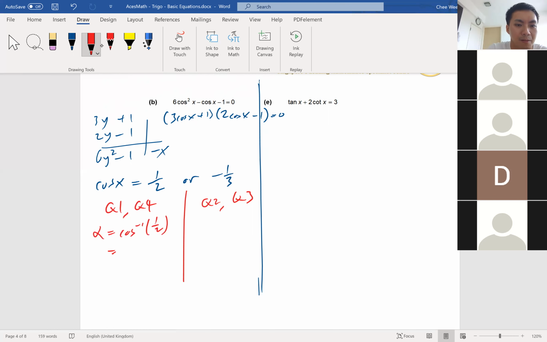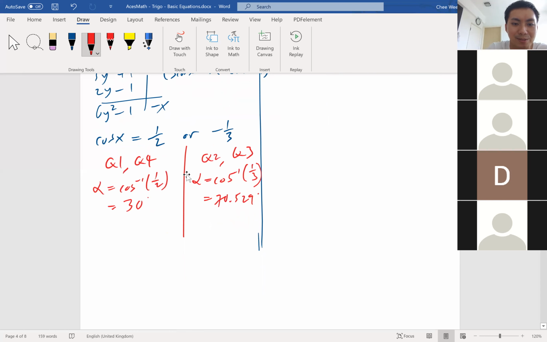Would it be 60? It's 30 degrees actually. Oh, 30. Okay. So the other side, what should I do on the other side? Alpha is equal to inverse cosine of minus 1/3 or 1/3? 1/3, okay. So this one won't be a nice number. 70.529, okay.